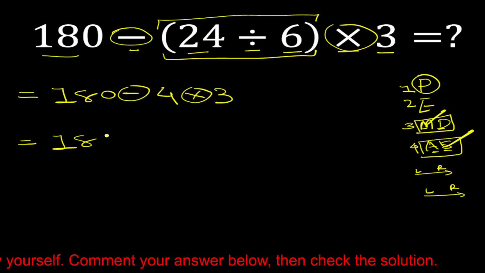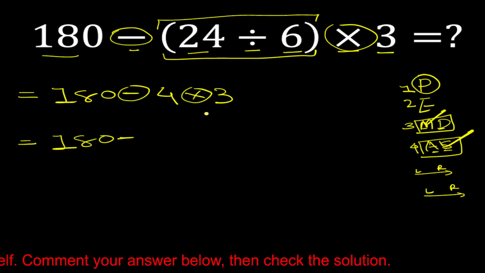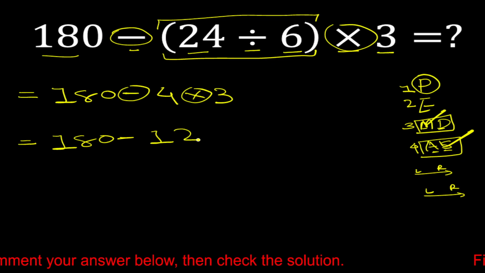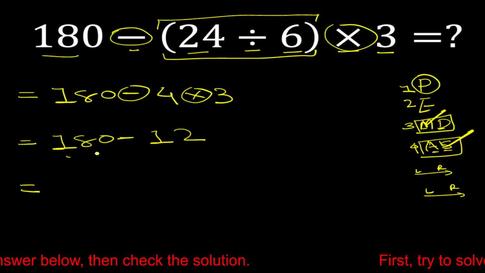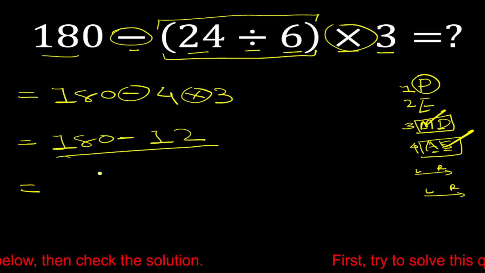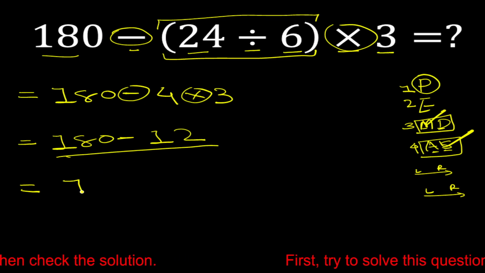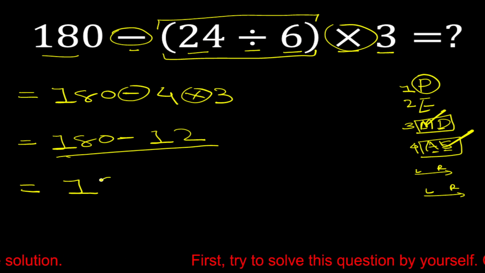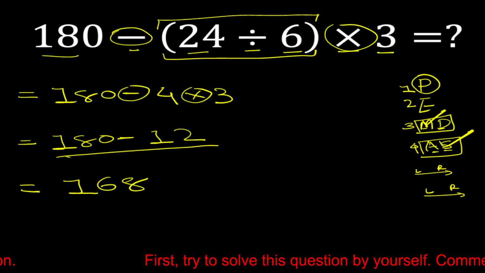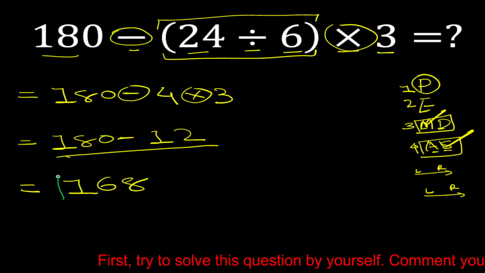So 180 minus, now 4 multiply 3 is equal to 12. Now 180 minus 12, okay, is equal to 168. So the correct answer is 168.